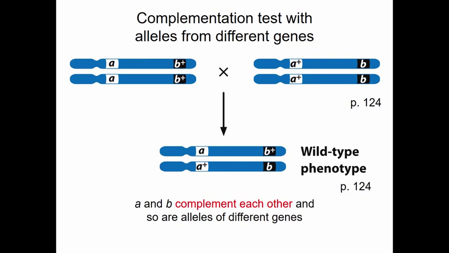You would never do a complementation test if, like in both of these examples, you already knew the answer. You're doing the complementation test to find out the answer. So you're doing the cross and seeing what happens, but you know what would happen if they are the same or different genes, and you just see which one it matches up with.